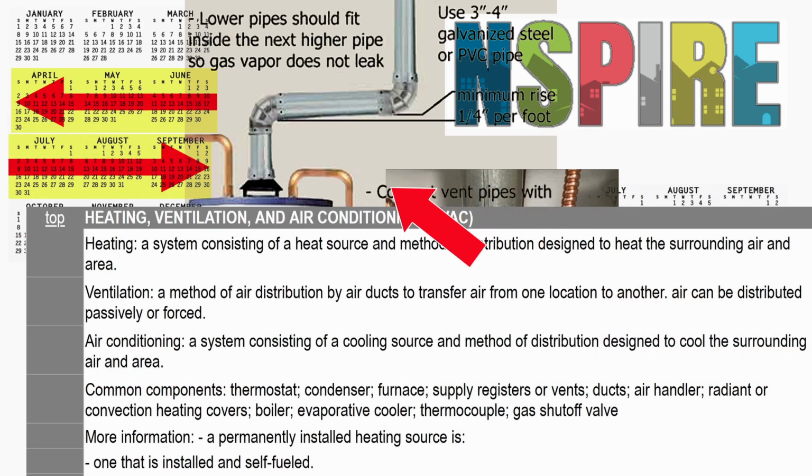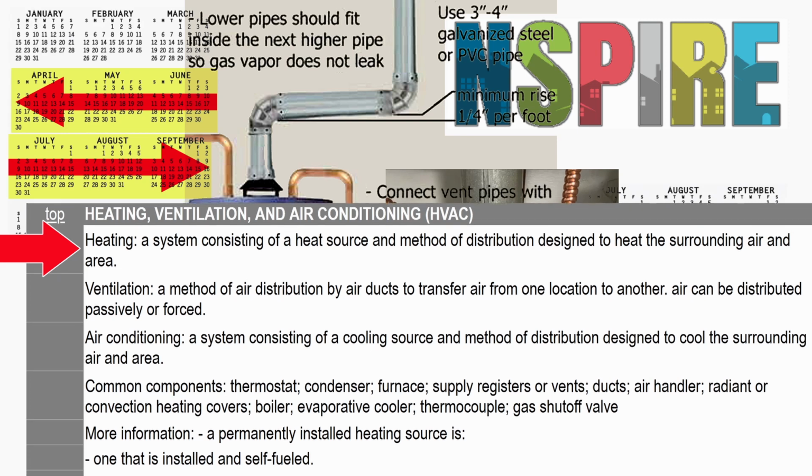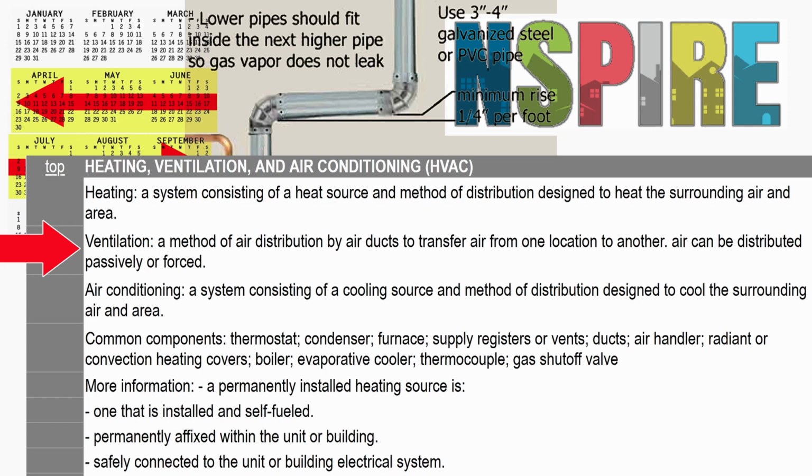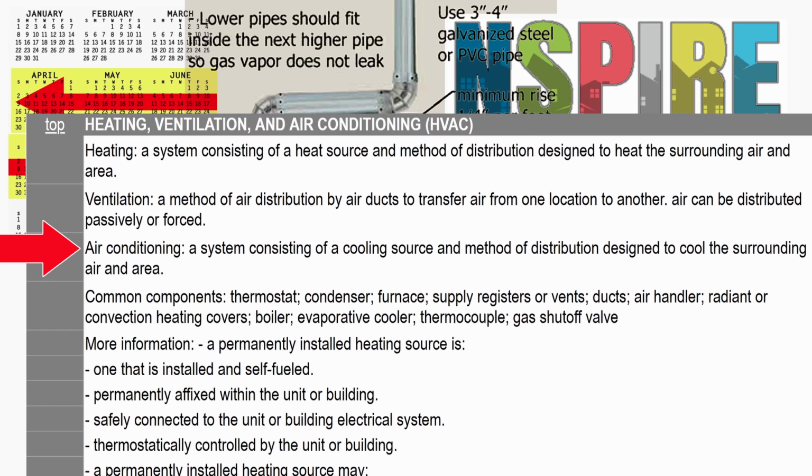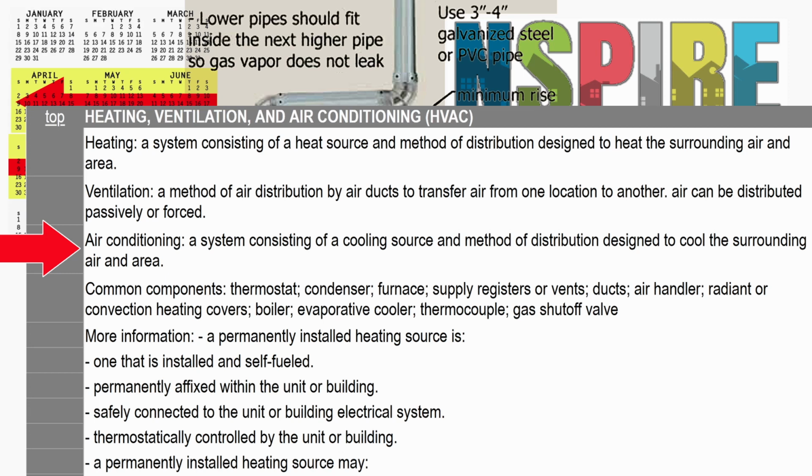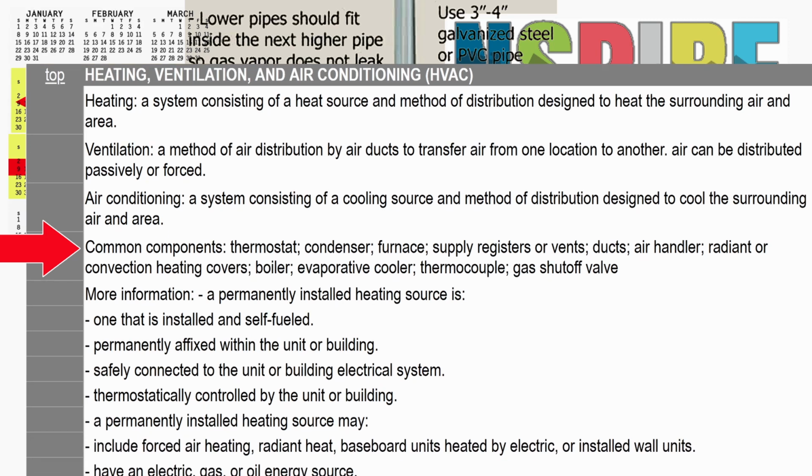Heating, ventilation, and air conditioning, HVAC. Heating, a system consisting of a heat source and a method of distribution designed to heat the surrounding air and area. Ventilation, a method of air distribution by air ducts to transfer air from one location to another. Air can be distributed passively or forced. Air conditioning, a system consisting of a cooling source and a method of distribution designed to cool the surrounding air and area. Common components include thermostat, condenser, furnace, supply registers or vents, ducts, air handler, radiant or convection heating covers, boiler, evaporative cooler, thermocouple, gas shutoff valve.